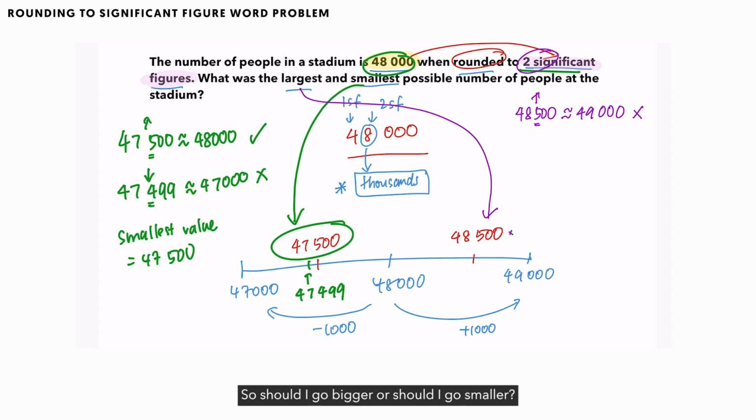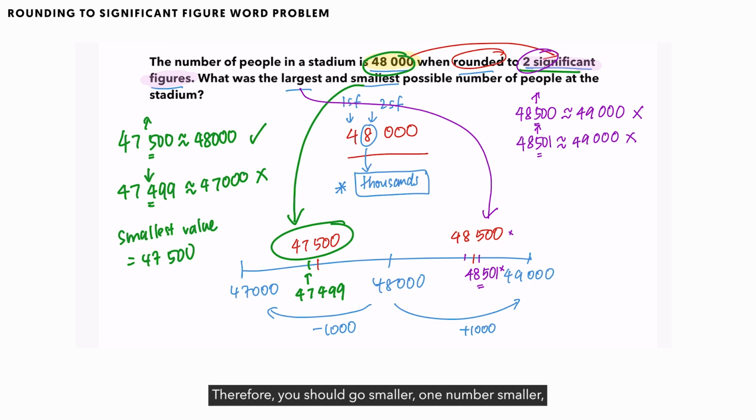So should I go bigger or should I go smaller? Now, a lot of people are not convinced. So if you fall into the category where you're not convinced, let's just try. There's no harm. Go one number bigger, 48,501, and ask yourself, does this number give me 48,000 when rounded off to 2SF? Let's check. 48,501. The third SF is 5, causes the number to round up. You get 49,000, which is not what you want, because what we want is 48,000. So definitely you cannot go bigger.